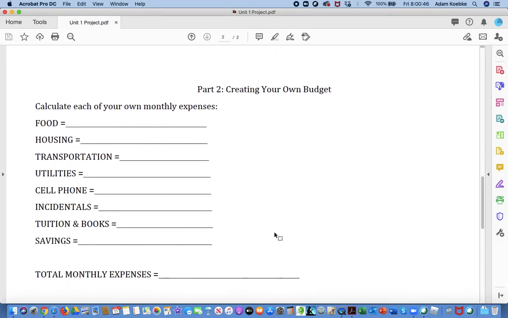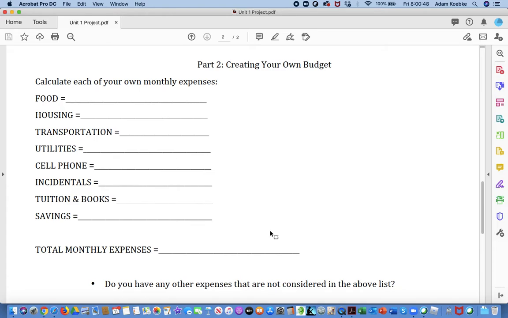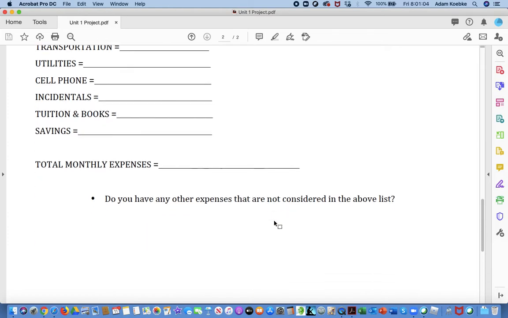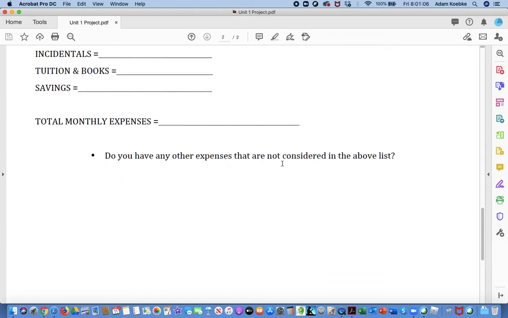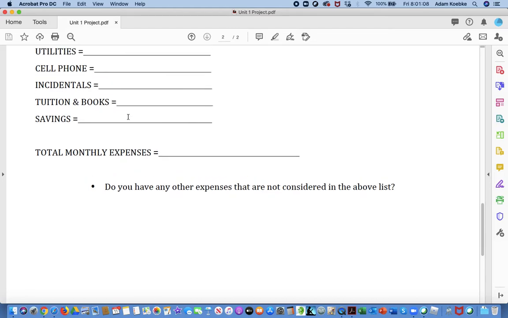In Part 2, you're going to create your own budget. Some of these numbers you may not know because of your living situation, but do your best to estimate them or reach out to somebody in your home who does pay those bills to kind of get an idea. Just do your very best. There's not really a right or wrong answer here, but the more accurate you are, the better you can plan your own budget. Then below, you'll answer some questions about any expenses that are not covered on this list.